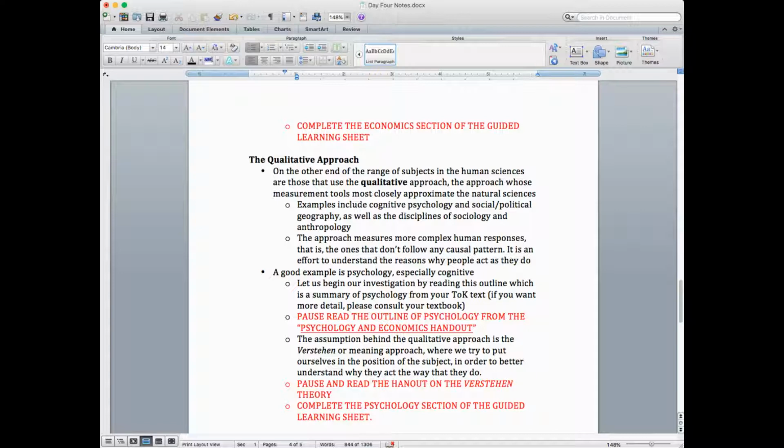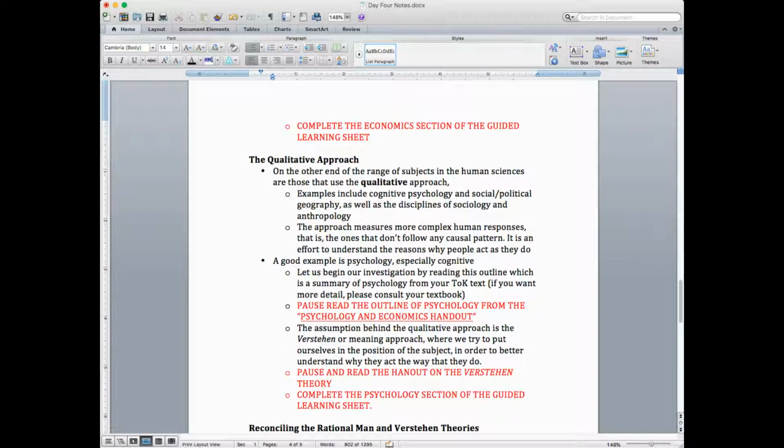No, excuse me, that's not right. They don't. Okay, let's just say they're not at all like the natural sciences. All right. Examples of the qualitative approach.